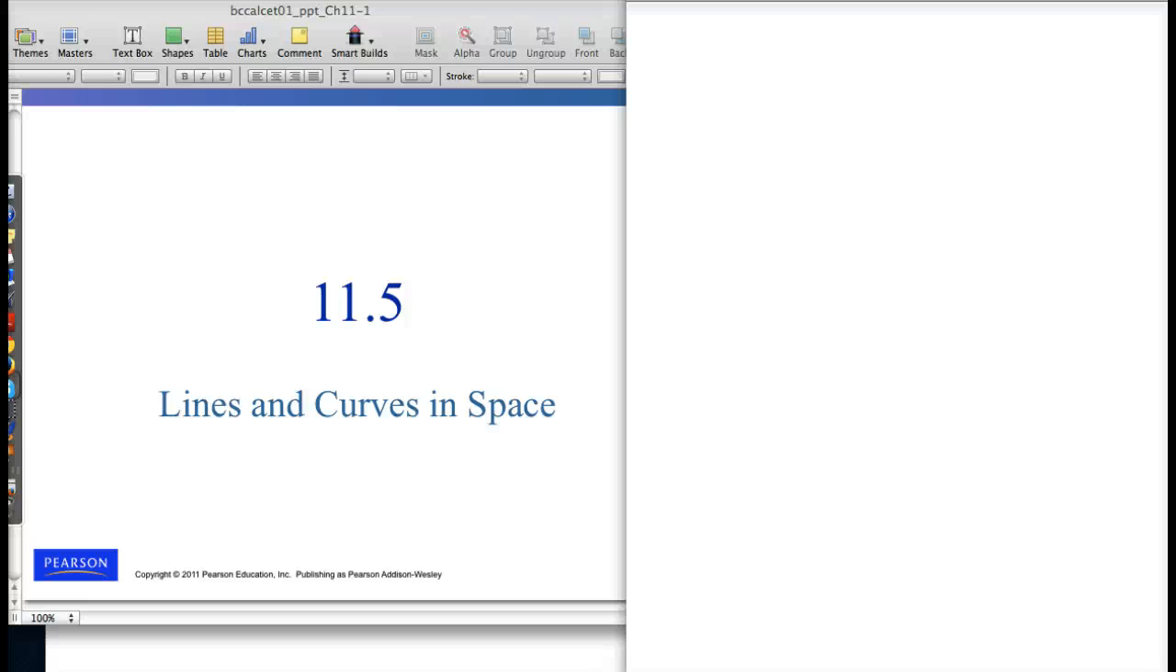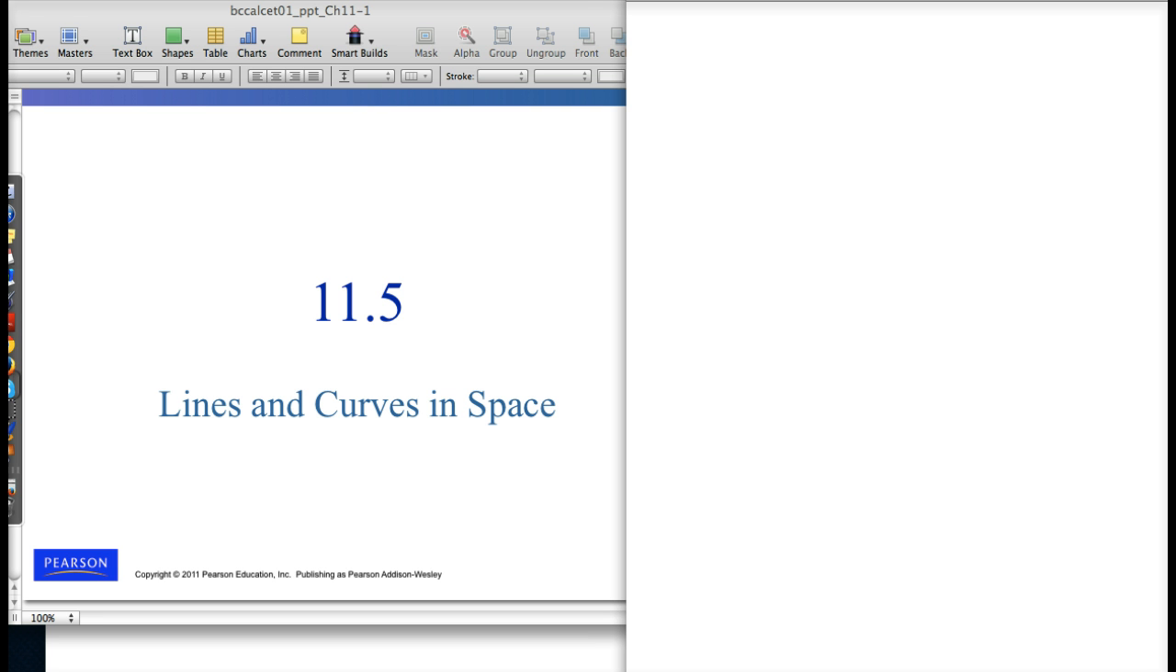Hi 254. In this section we're going to talk about 11.5, where we discuss lines and curves in space. The idea in this section is really to take what we've done in the xy plane, where we've described lines as well as curves. Curves can just be thought of as graphs of functions, things like parabolas and sine and cosine waves. And we want to be able to generalize them to 3 dimensions.